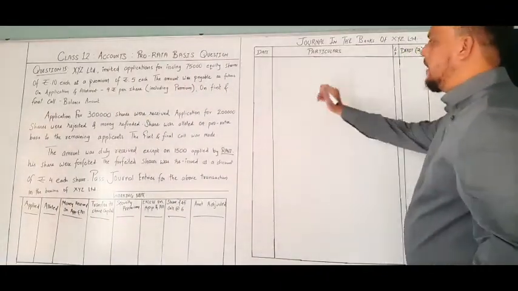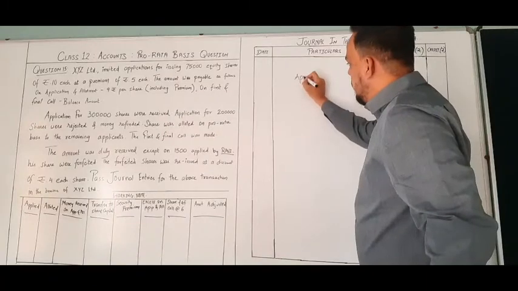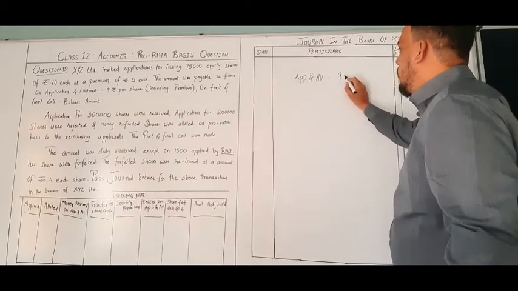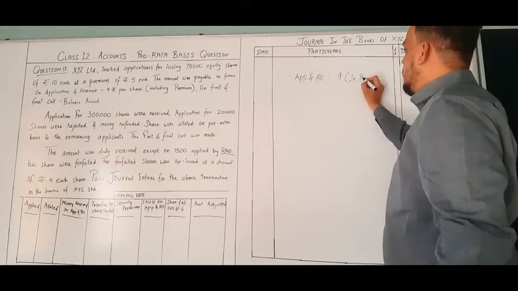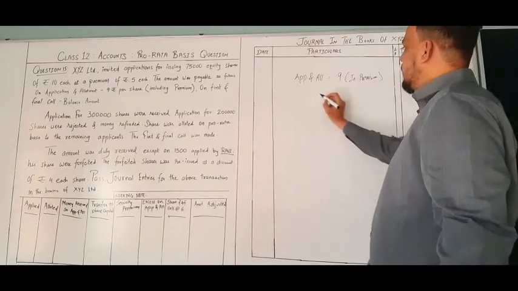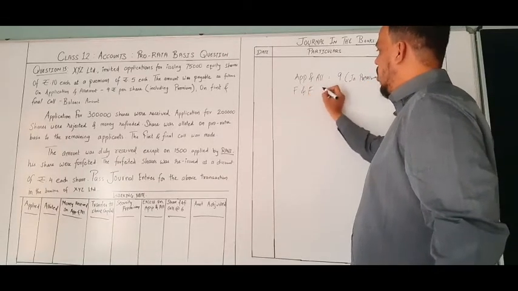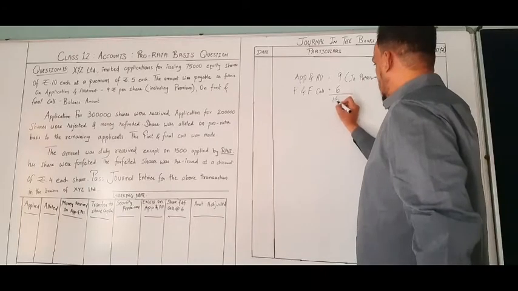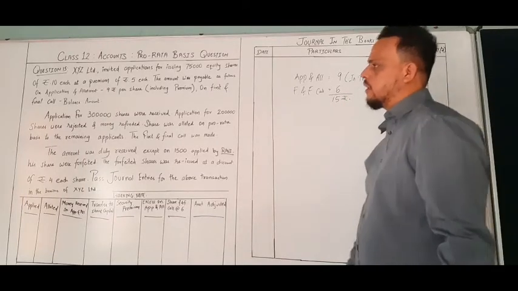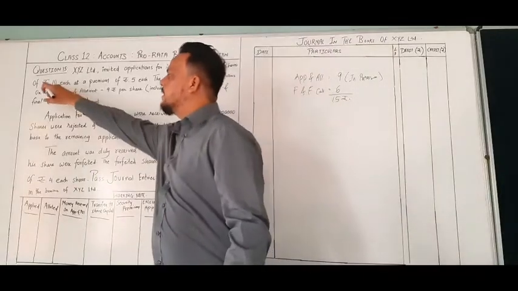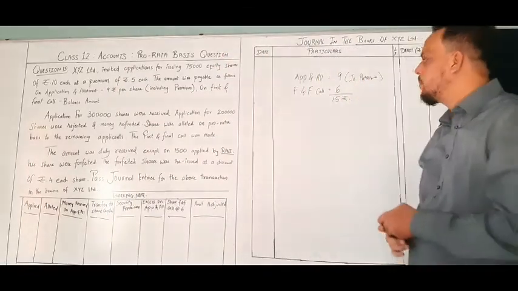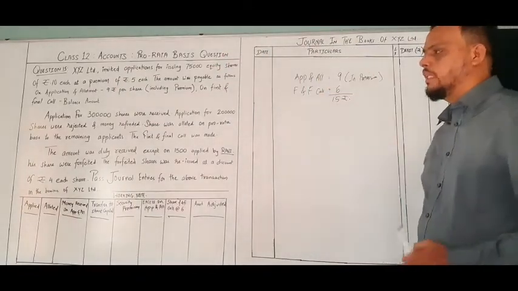I have space here, so I will write it in short form. On application and allotment, you have to collect 9 rupees, which includes premium. Then the first and final call will be 6 rupees. If we add this, the total amount of 15 rupees will be received by the organization. So it fulfills all the concepts: 10 rupees and 5 rupees, 10 plus 5 is equal to 15 rupees we will receive. So this much has to be taken care of.